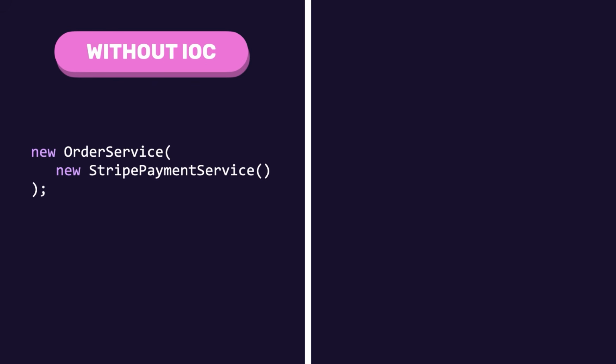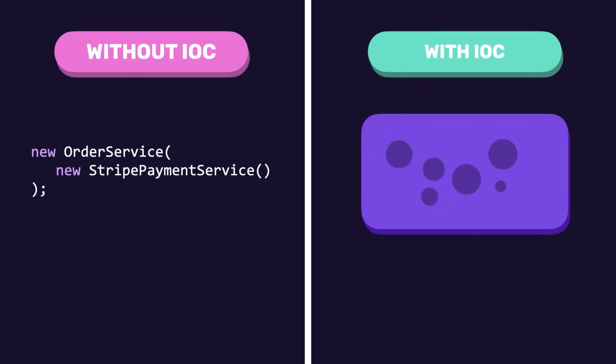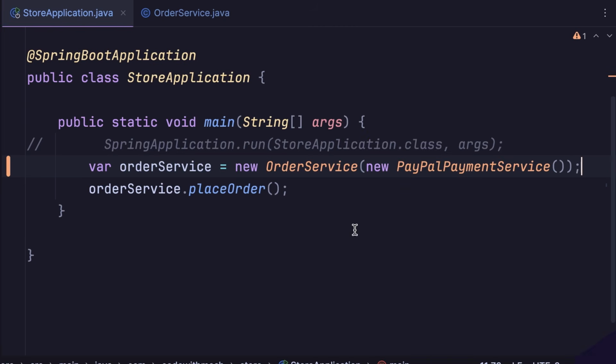Now, what is IoC about? Well, IoC is short for inversion of control. The name comes from the fact that it inverts the control of creating objects and managing dependencies. In a traditional application, we are in control. We write the code to create objects and manage dependencies. But with the IoC container, we hand over that control to Spring. Let's see this in action.